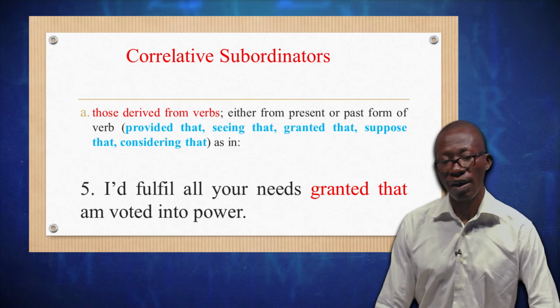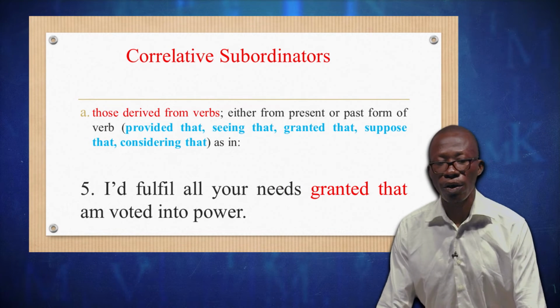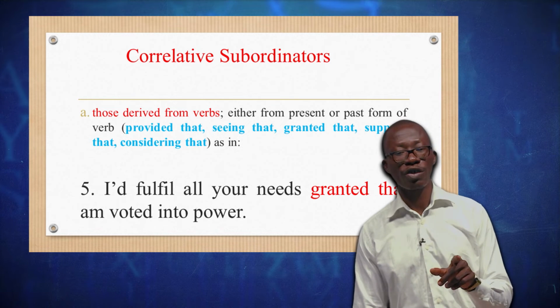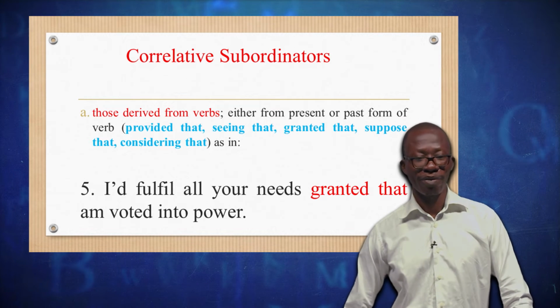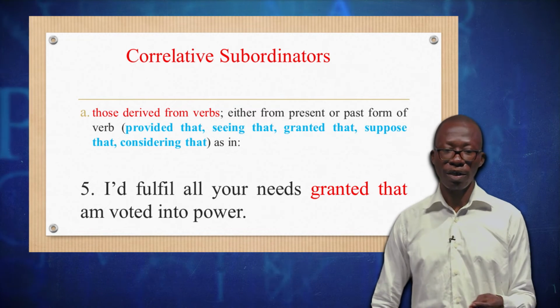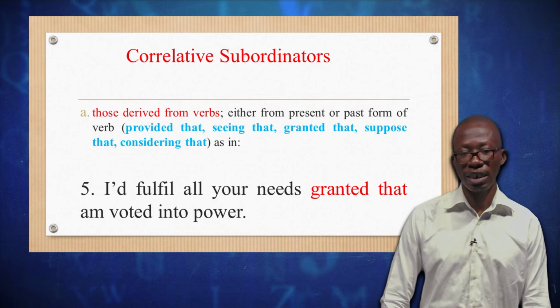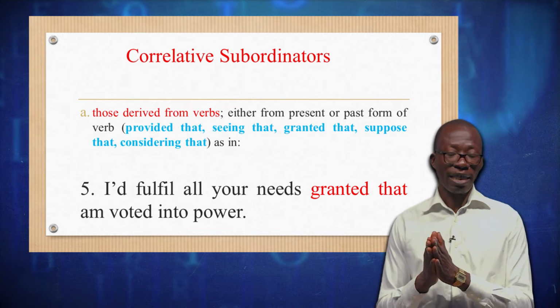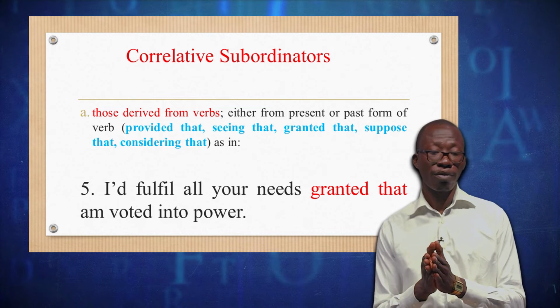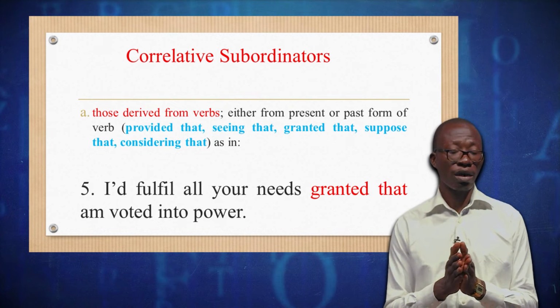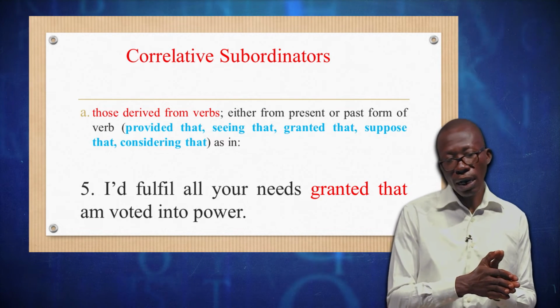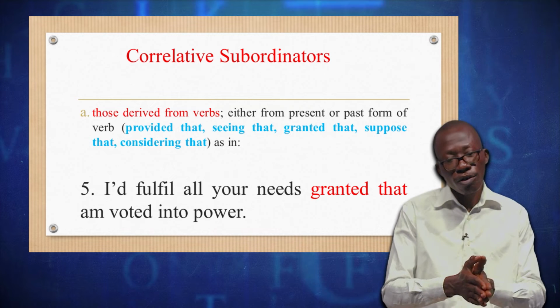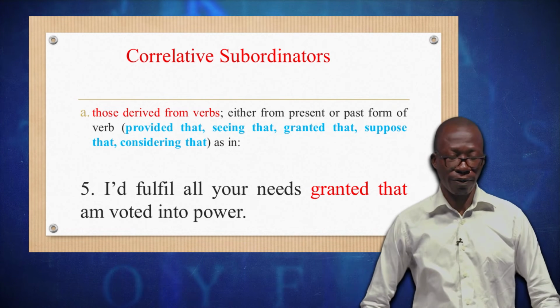Now we have sentence 5. I'll fulfill all your needs, granted that I'm voted into power. So here we have granted that I'm voted into power being our subordinate clause, depending on I'll fulfill all your needs to give us the complete message.